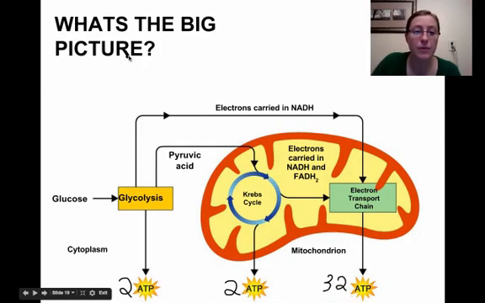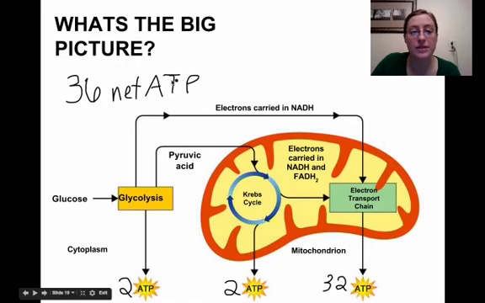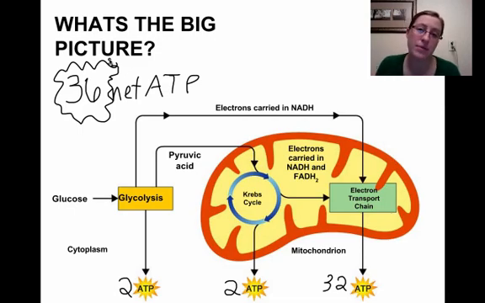So, add them up, and what is the big total? 36 net ATP. This is the number you need to know. 36 ATP molecules are what you are able to extract from the energy stored in one glucose molecule. Okay, that is the amount of energy you get from one glucose molecule.